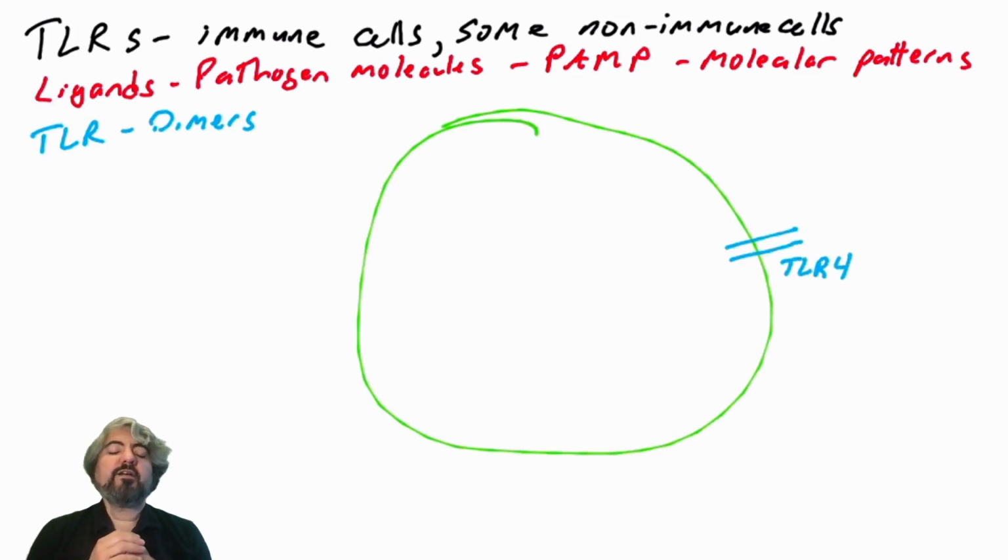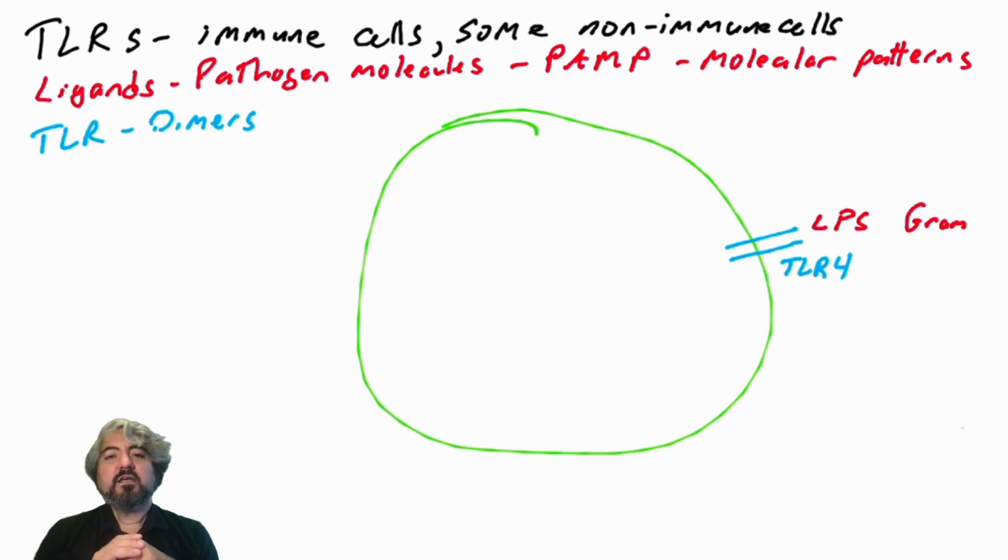Let's start with toll-like receptor 4. Toll-like receptor 4 protein works as a homodimer. So in this one, my drawing here, I drew two TLR4 proteins, and they are dimerizing to form this receptor, this toll-like receptor. So these are both TLR4 proteins, so we call this a homodimer.